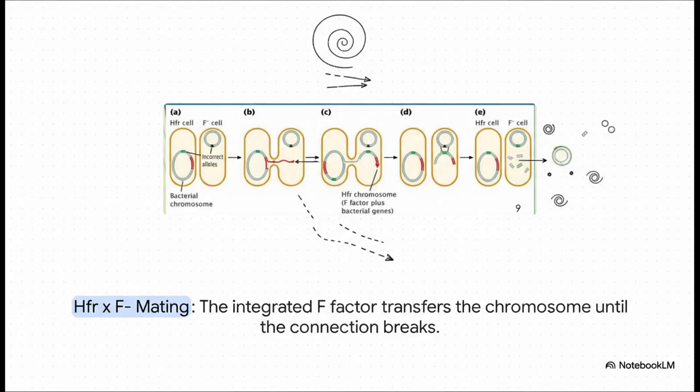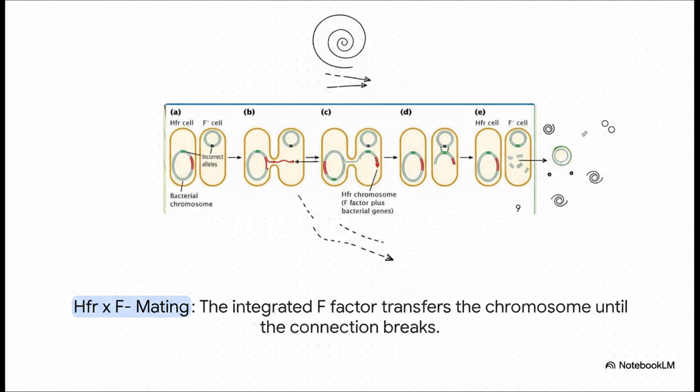So what happens when an Hfr cell decides to mate? The process starts the same way, but look what gets transferred. The integrated F factor starts the replication process, but now it starts to drag the entire host chromosome along with it. It's kind of like trying to photocopy a whole book by starting on a page somewhere in the middle.